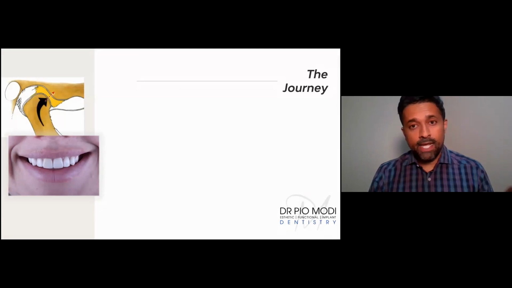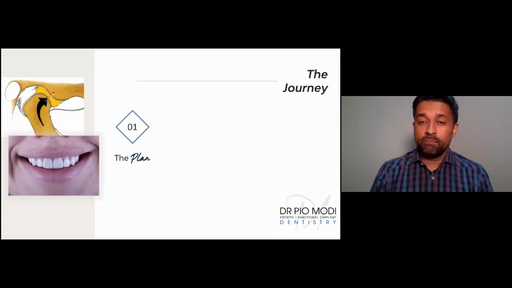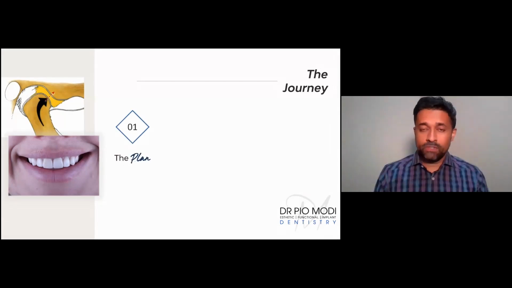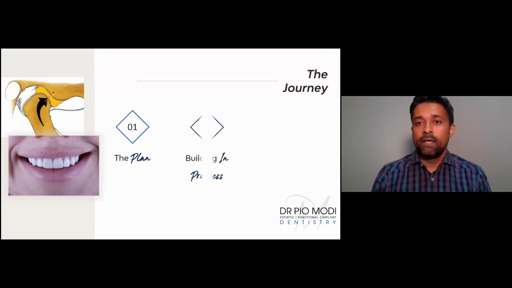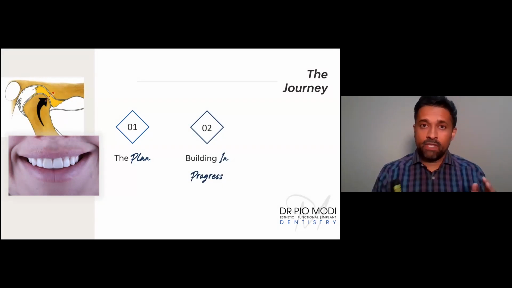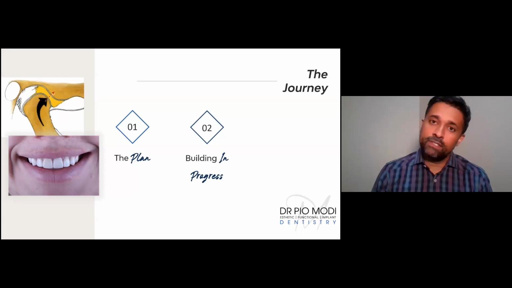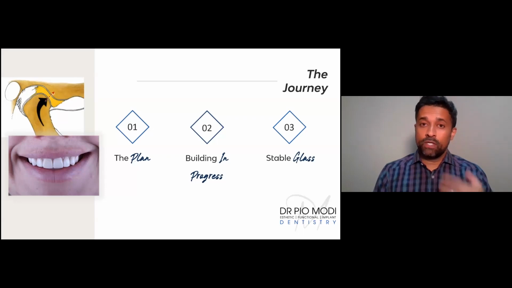The journey today, how we're going to be approaching this, is we're going to look at three sections. First section is the planning. This is where it all starts. Creating that plan that you know is going to work for the patient, that's going to give you predictable restorations. Building in progress, staging your treatment and getting everything ready for those final porcelain restorations. And lastly, stable glass, restorations that are going to last.